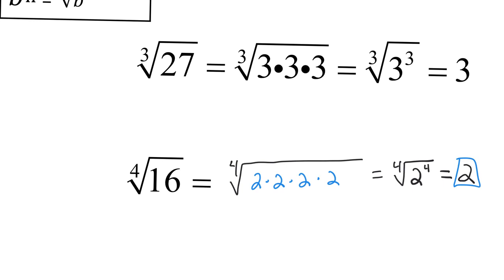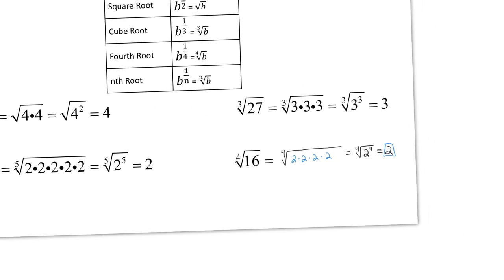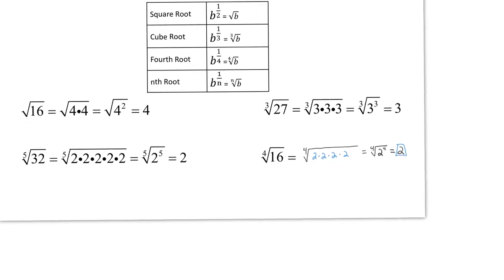Notice that it's very different if I ask you what is the square root of 16. The square root of 16, you can see it over here, is 4. But the 4th root of 16 is 2, because you're looking for the number that you multiply by itself 4 times. Those little numbers outside tell you how many times you have to multiply the number by itself. Now we also have the 5th root, the 6th root, the 7th root, and so forth. I give you an example here for the 5th root.